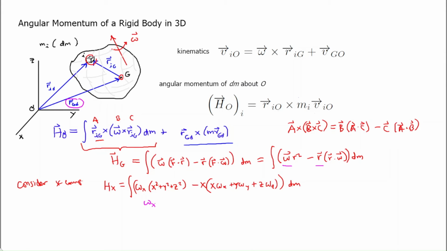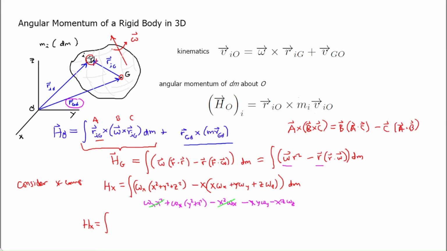Now let me take an intermediate step and expand through most of my parentheses. So omega x times x squared, and then I'll leave omega x times the sum y squared plus z squared. And then over here, I'm going to have minus x squared omega x, minus xy omega y, minus xz omega z. An interesting thing to see is that we get some of this to cancel, the x squared times omega x.